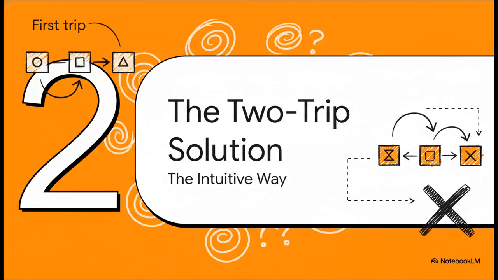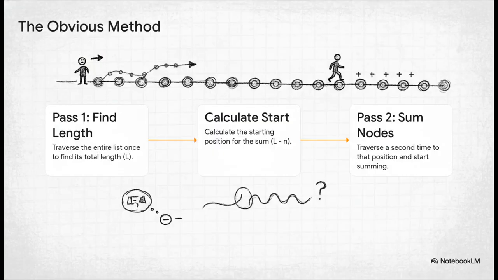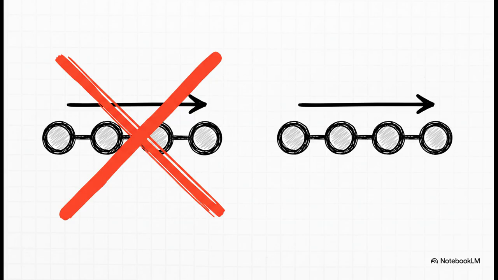Now, before we get to the really slick answer, let's talk about the first solution that probably jumps out at you, because understanding why the obvious answer doesn't work here is half the fun. So the most straightforward thing to do is just take 2 trips, right? First, you walk the entire list just to count how many nodes there are in total. Let's call that length L. Then you do some simple math, L minus N, to figure out where the summing needs to start. And then you go all the way back to the beginning and walk the list a second time until you hit that starting spot. And from there, you add up the rest.